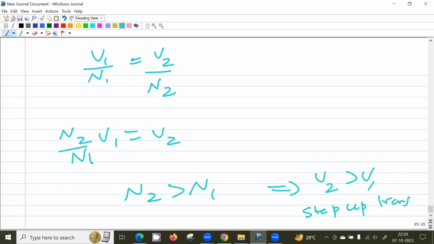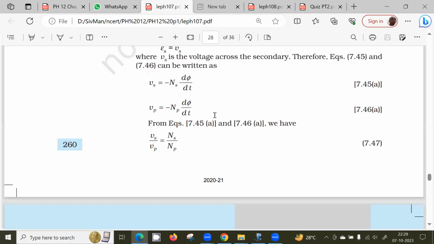I'm assuming 1 is the input and 2 is the output voltage. So the output voltage is more than the input voltage if the number of turns in the second coil is more than in the first coil. This is a step-up transformer. Similarly, if N2 is less than N1, it will be a step-down transformer. So the job of a transformer is to either increase or decrease the voltage.